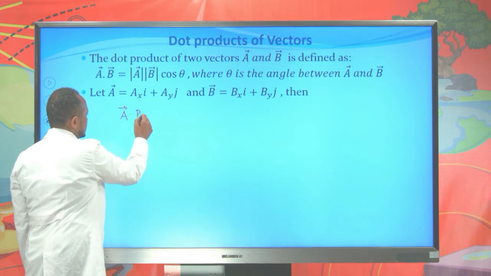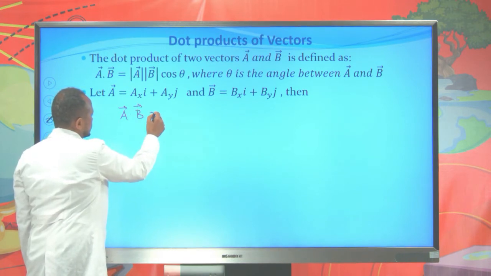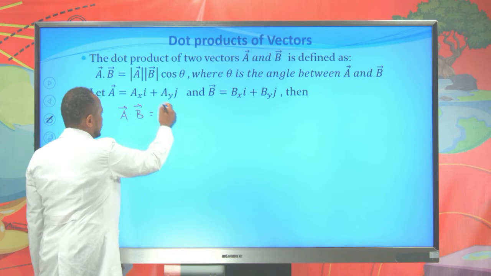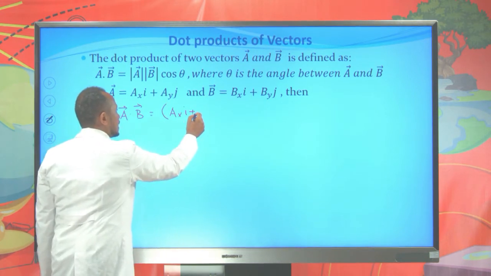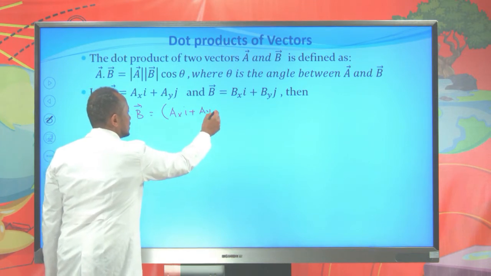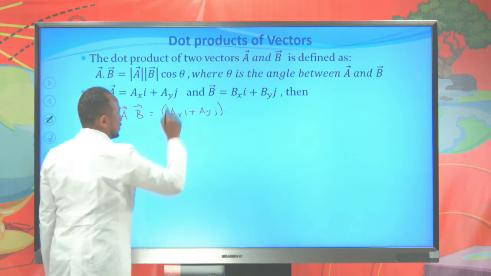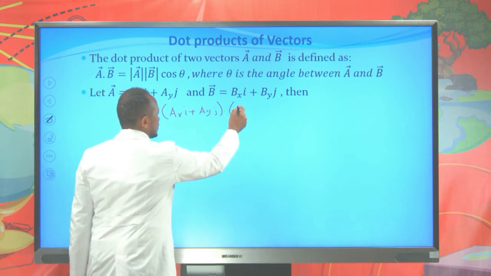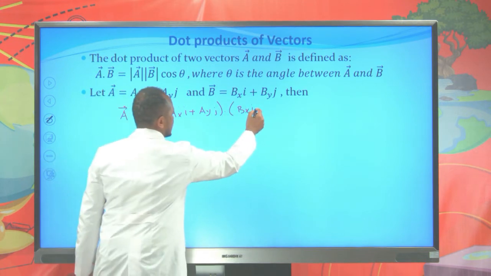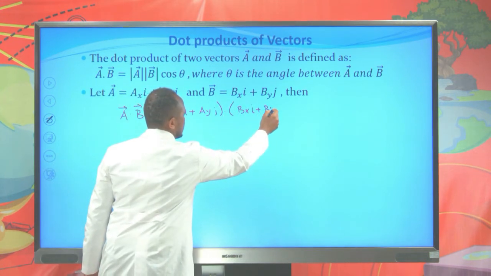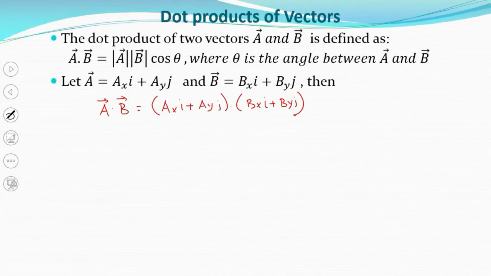A dot B is equal to the dot product of vector A, which is A_x i plus A_y j, dotted with B_x i plus B_y j. Let me ask you a question. Look at this one, i dot i. What will be the value of i dot i?